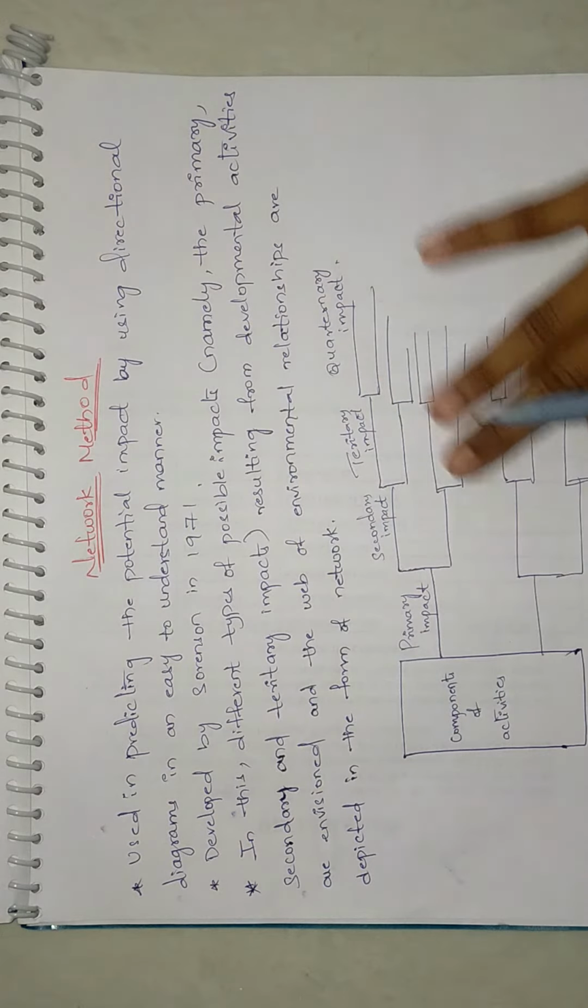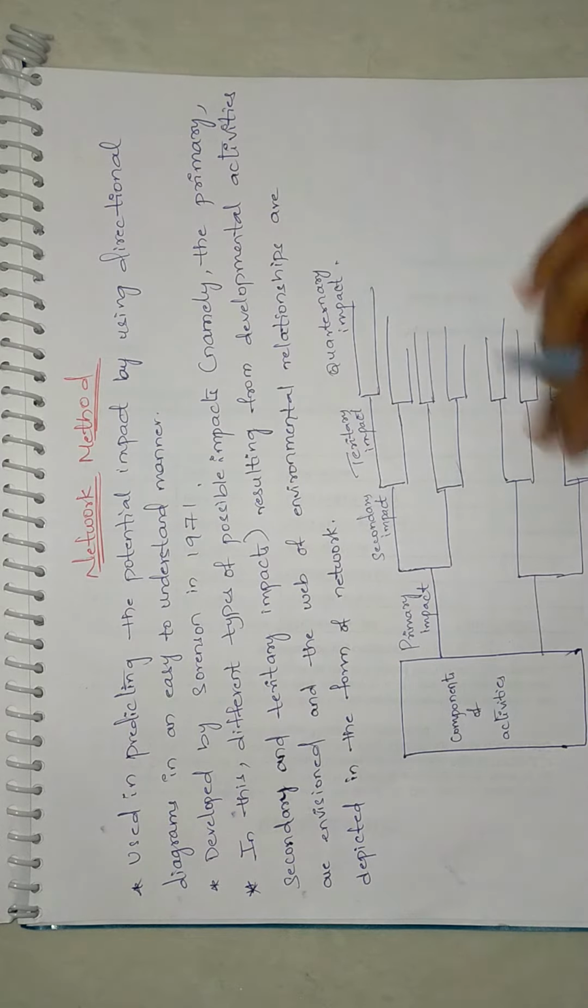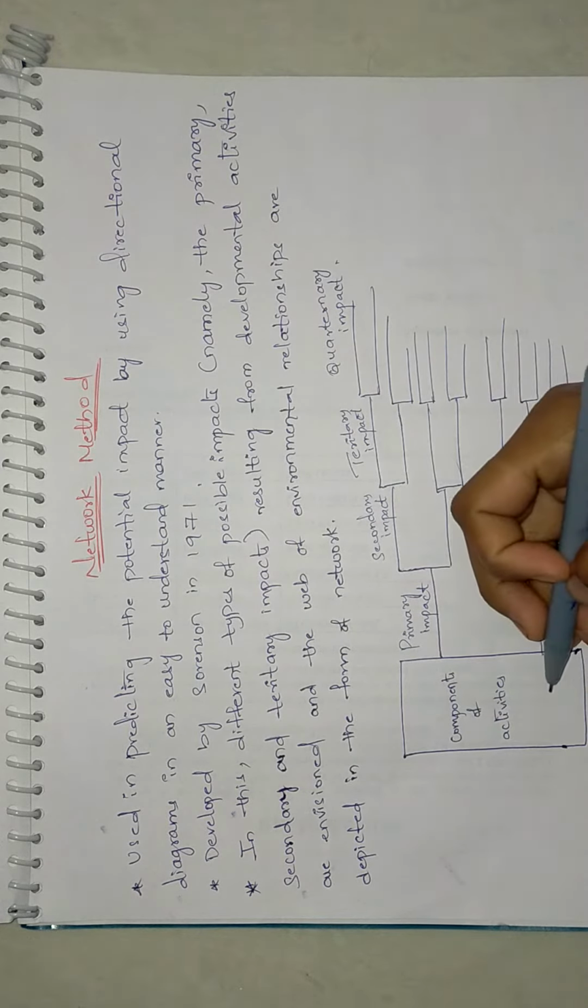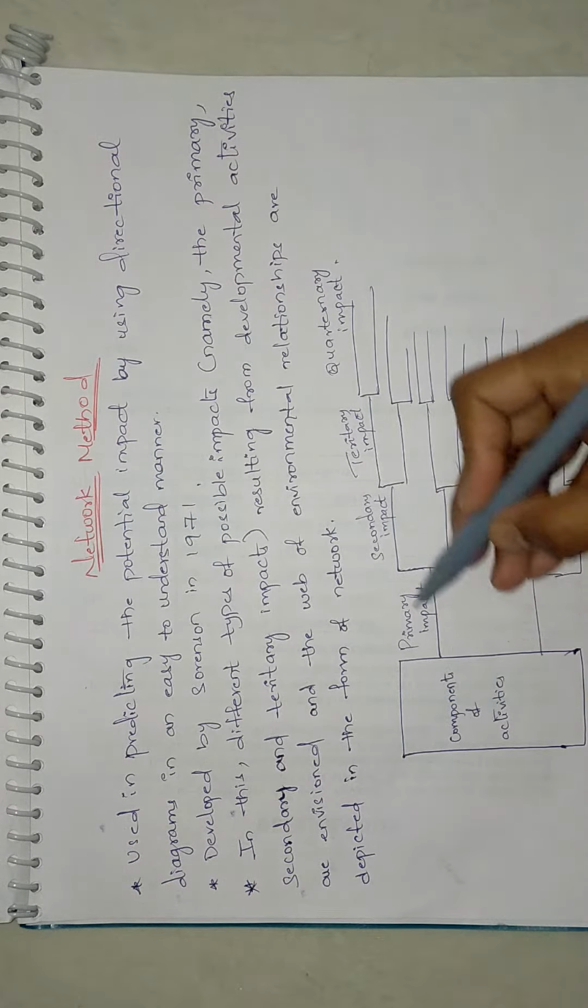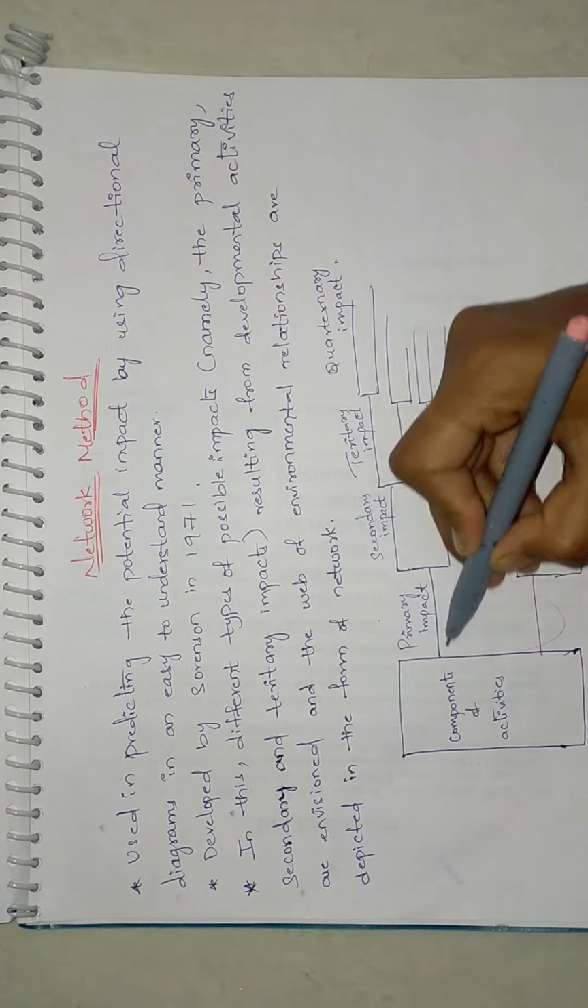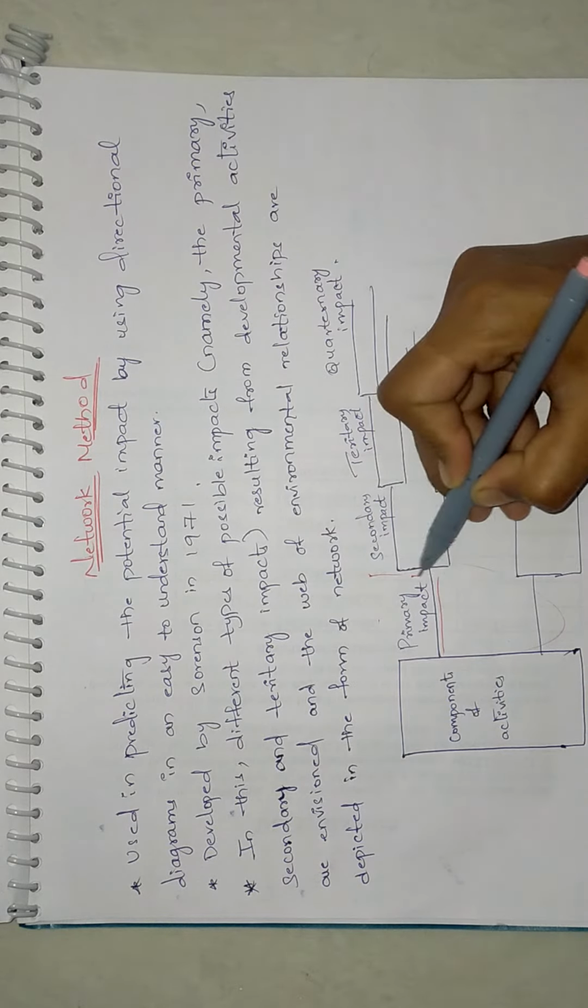So now the representation of this network method is this way. It's a tertiary model, okay. This is the component activities, that means whatever the project activities included, they'll write here. So first they'll go with the primary impacts. This section is primary impacts.